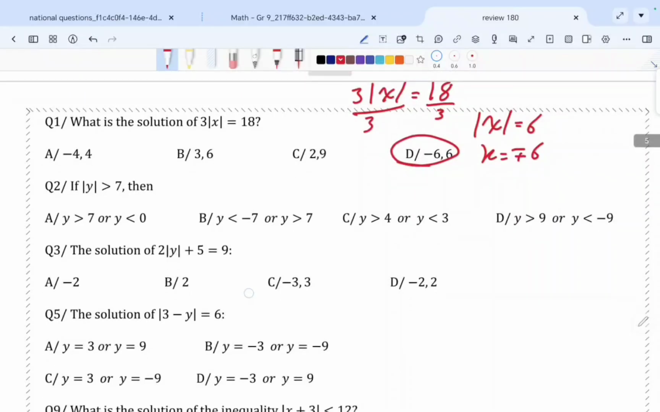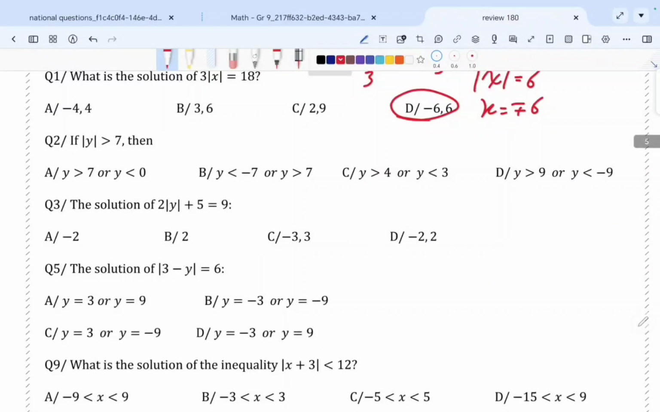D is correct. If the absolute value of y is greater than 7, it's OR, and it's OR because it's greater than the absolute value of the variable. Okay, so it will be OR. You have negative 7 and positive 7, so B is correct.